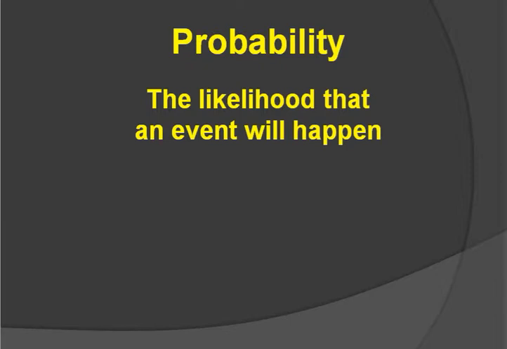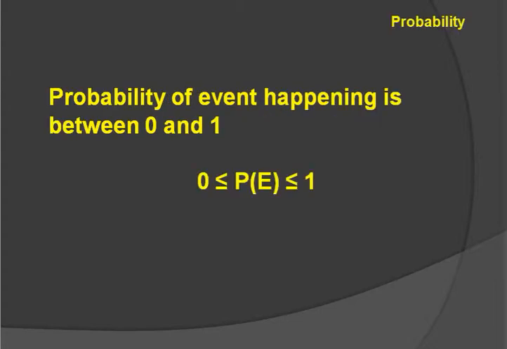Probability is nothing more than the likelihood that an event will happen. An event's either going to happen or it's not going to happen, or there's going to be some likelihood in between. So probability is always between 0 and 1. It can be 0 if it's not even possible. It can be 1 if it's always going to be possible.